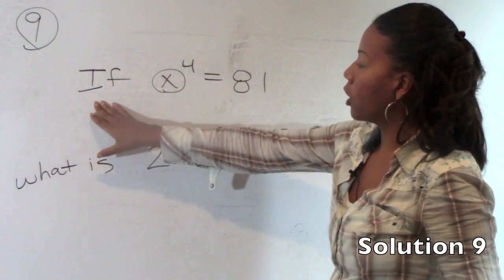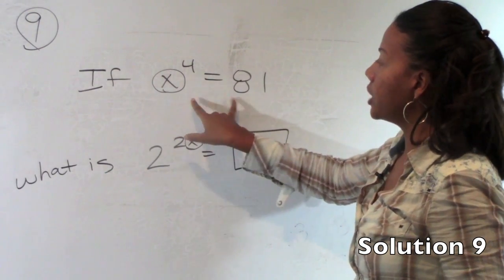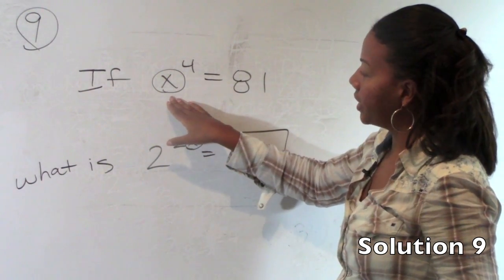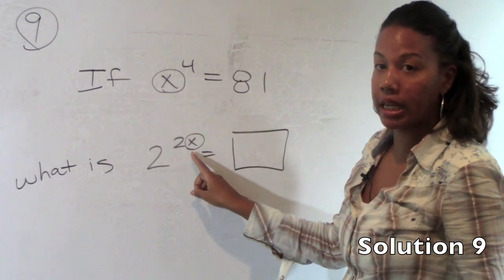So in the if part of the problem, we'll have enough information to figure out what our unknown is. And once you figure out what that unknown is, you simply substitute it here, okay?